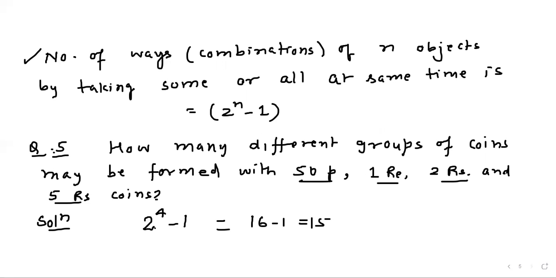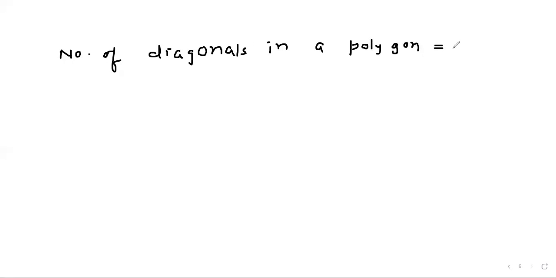Now, next concept, number of diagonals. Number of diagonals in a polygon is equal to nC2 minus n, where n is number of sides. Let's see a question based on it.